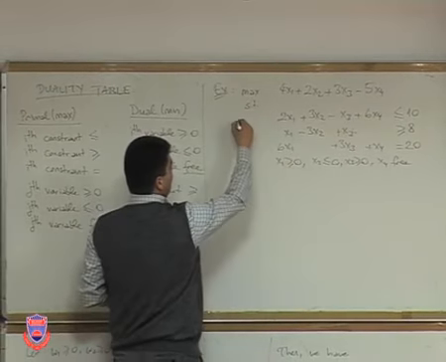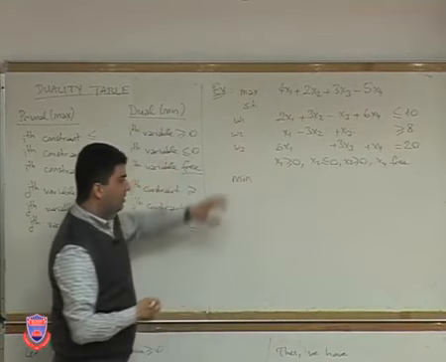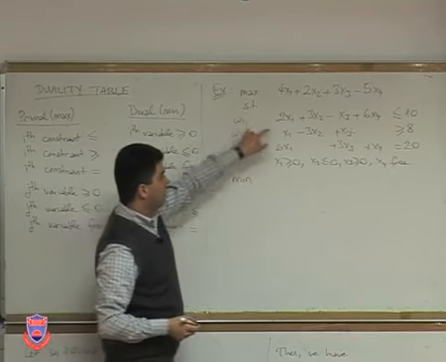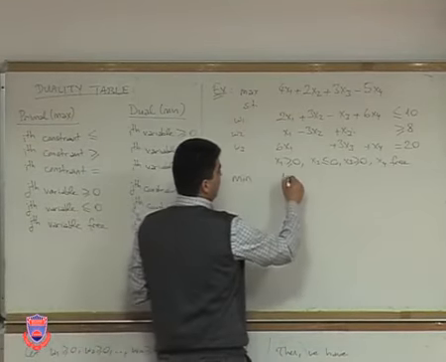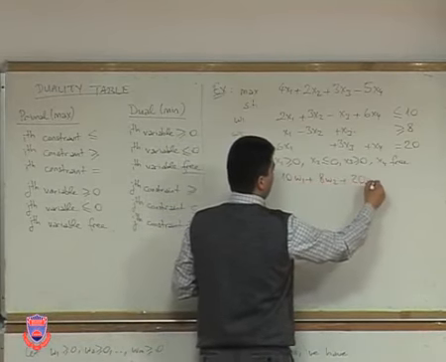I have three constraints, so I need three dual variables, w1, w2, and w3. The objective function is always equal to b times w. The objective function never changes. So I'm going to have 10 times w1 plus 8 times w2 plus 20 times w3.